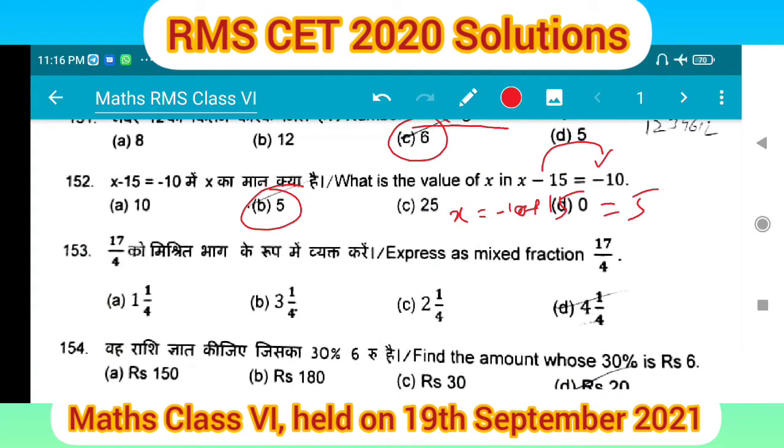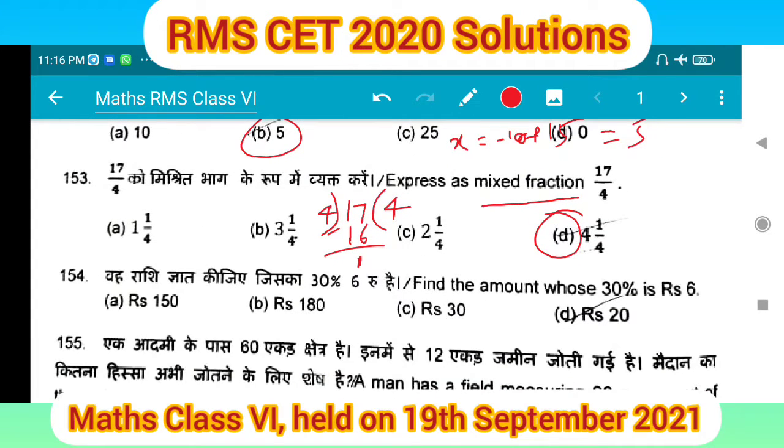Next, express 17 by 4 as a mixed fraction. When you divide 17 by 4, 4 fours are 16, and 1 is the remainder. So 4 and 1 by 4 is the answer.